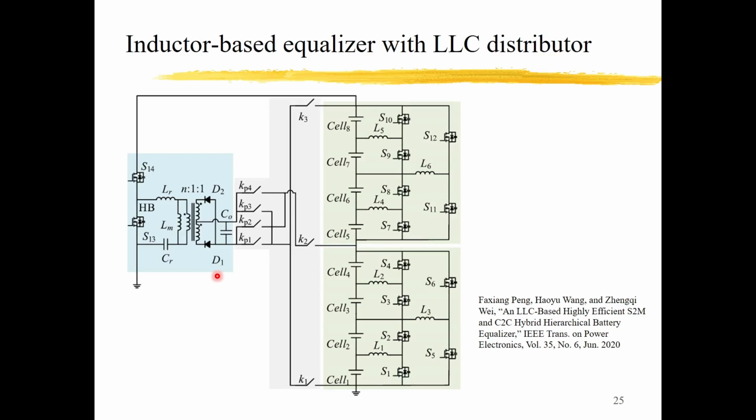And in this method, it is called S2M and C2C. S2M means string to module. String means a pack, and this is a module. There are two modules in this example, and the two modules are connected together to form the string. So this method is called S2M and C2C. C2C means cell to cell.